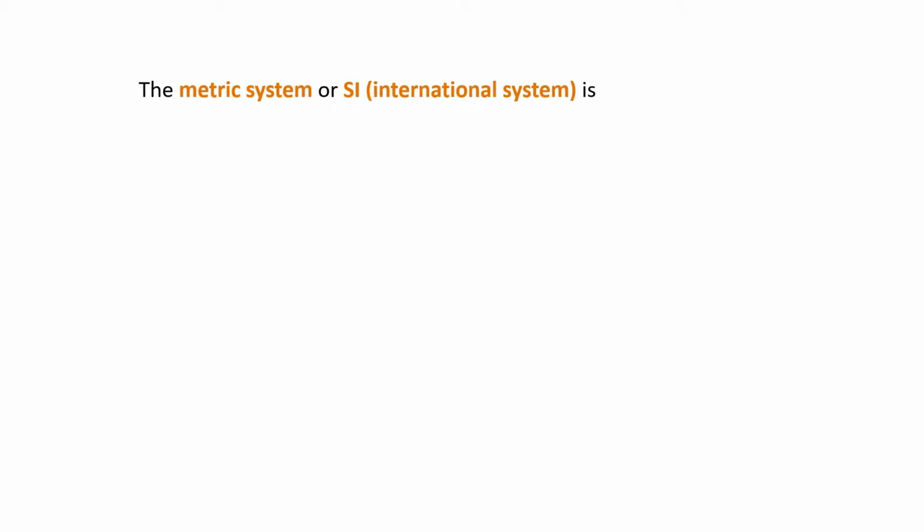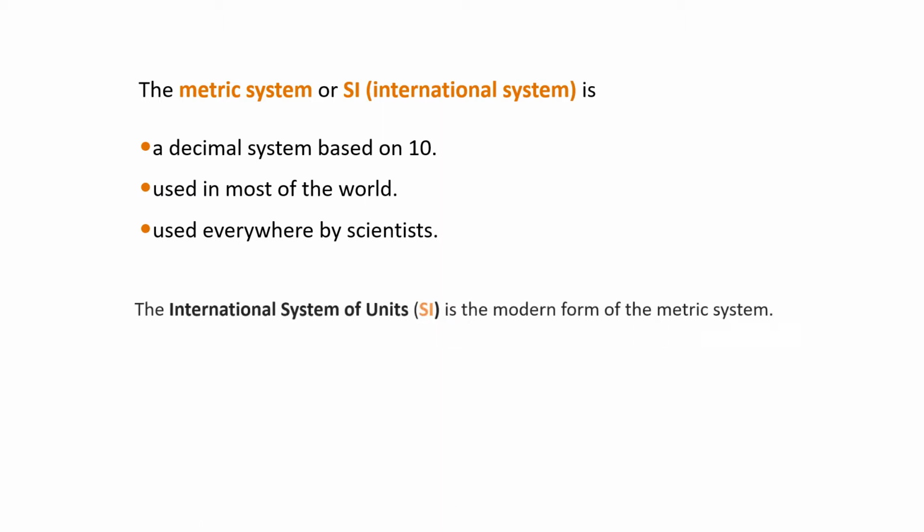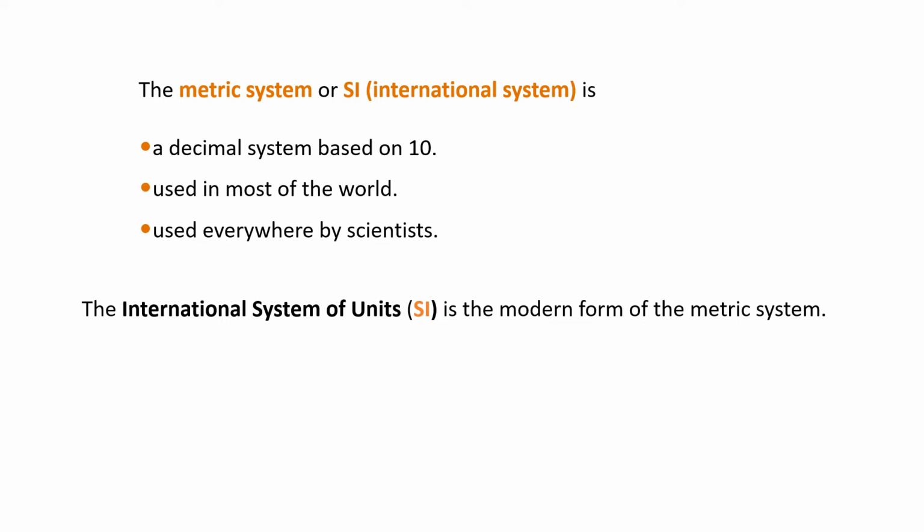Students, there are actually many systems for measuring units. The metric system or the SI system is a decimal system based on 10, used in most of the world and used everywhere by scientists. So do not confuse yourself by the two names, metric or SI. These two names are not identical, but they are mostly similar. The SI, or system of international units, is a modified version of the metric system, but they are not always equal, though in most cases they are similar.